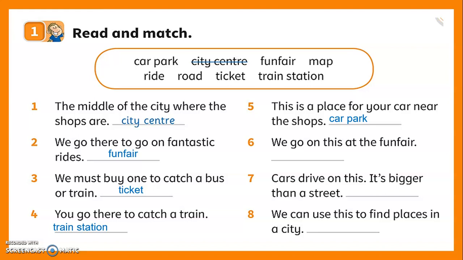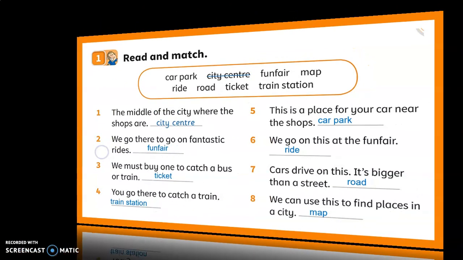And what about six? We go on this at the funfair. That's right. Okay. Number seven. That's right. Cars drive on this. It's bigger than a street, road. Very good. And finally, we have eight. That's right. We can use this to find places in a city. Map, no? When you want to find any place, you need a map. Yes. All right. So let's see the next part now.